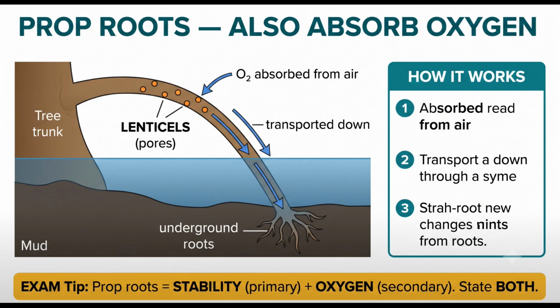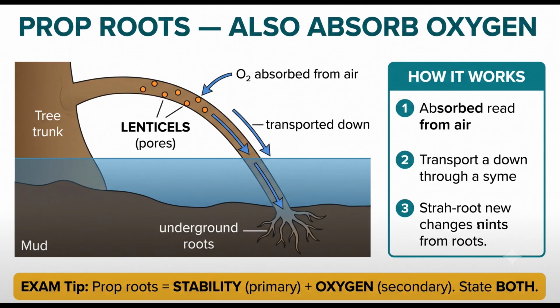But prop roots do something else too, and this is the part that students often forget. The soil is anaerobic. So how do the roots get oxygen? Look at the prop root in the diagram. The upper part of the root, the part that arches above the waterline, has tiny pores on its surface called lenticels. At low tide, when the prop roots are exposed to the air, these lenticels absorb oxygen directly from the atmosphere. That oxygen is then transported downward through the root tissue to the underground root network, the parts buried in the anaerobic mud. So prop roots solve 2 problems.